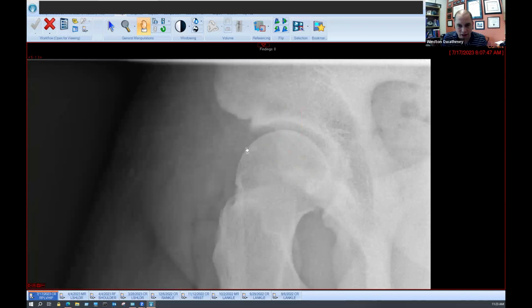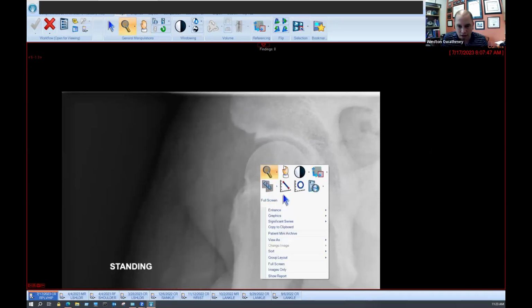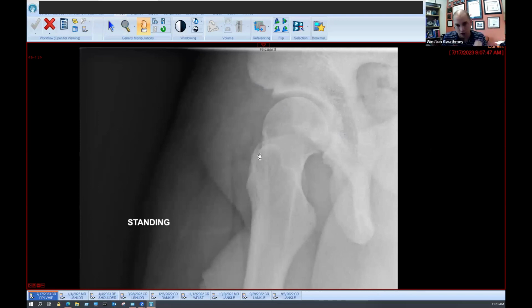Okay, so that's kind of how I look at the X-ray of a hip. And if you get all those angles, and if you do it the same way every single time, you'll find your angles are very reproducible, and you can put those into the chart, and they can help to document for insurance and for research and those types of purposes.